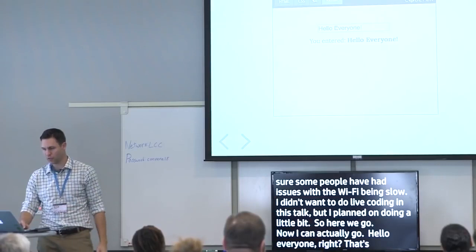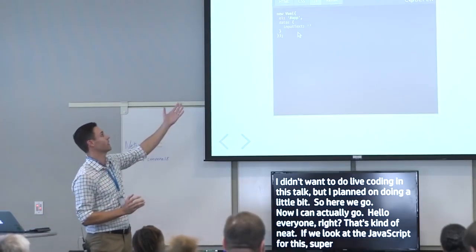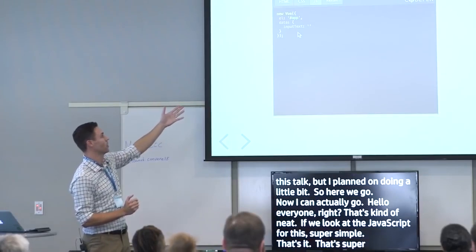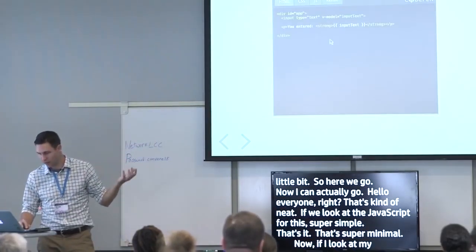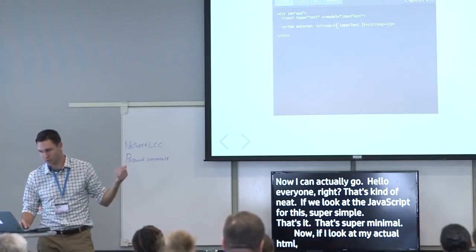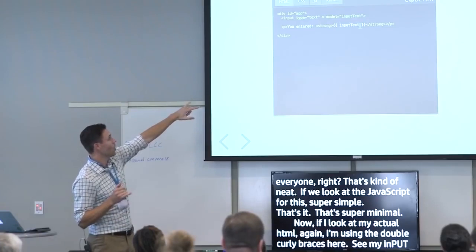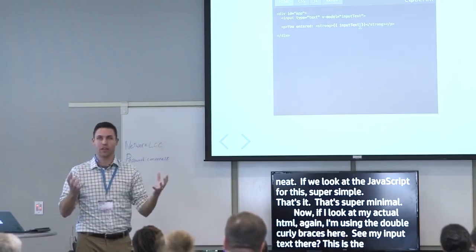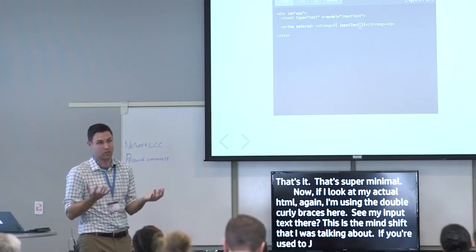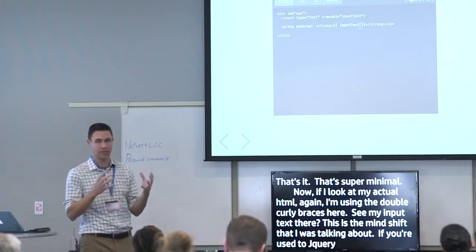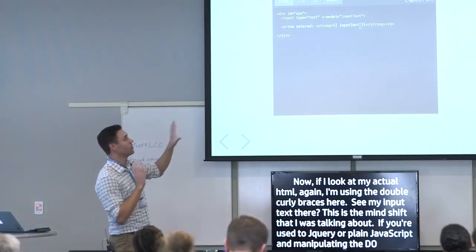That's kind of neat. So if we look at the JavaScript for this, super simple, that's it. That's super minimal. Now, if I look at my actual HTML, again, I'm using the double curly braces here. See my input text there? This is the mind shift that I was talking about. If you're used to jQuery or plain JavaScript, manipulating the DOM, the actual document object model, you don't have to do that here.